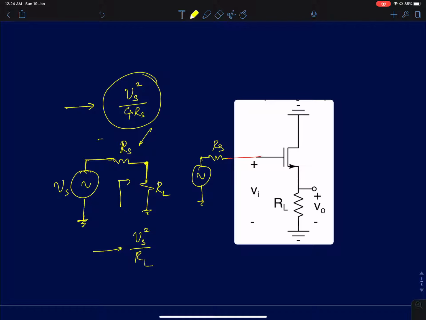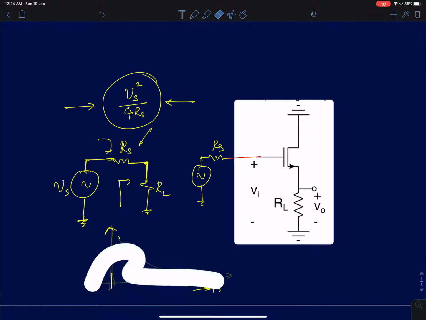But because of the presence of Rs, the maximum power is limited to Vs squared by 4 Rs. And as you keep increasing the value of Rs, the power that's delivered to the load resistance also keeps decreasing. As you increase Rs, the maximum power transferred will hyperbolically reduce and eventually go to zero as Rs tends to infinity. So how do you fix this problem?